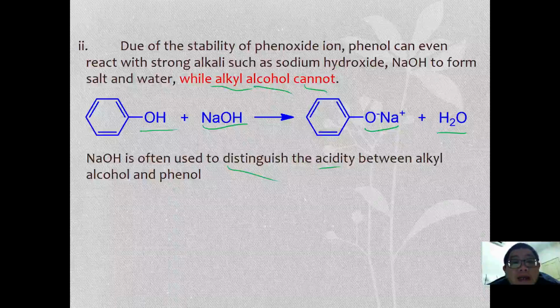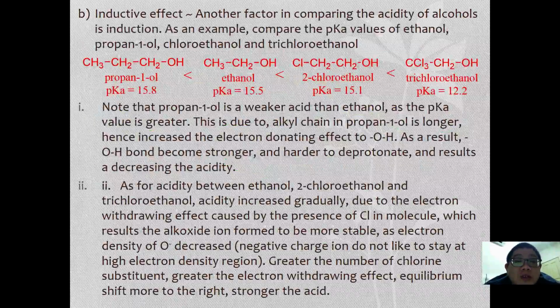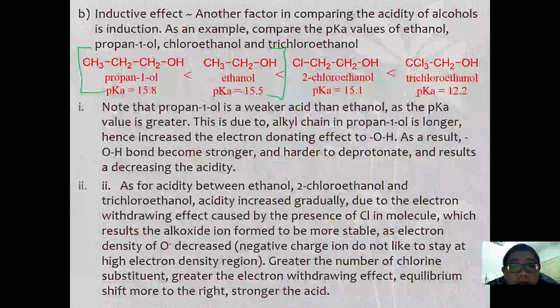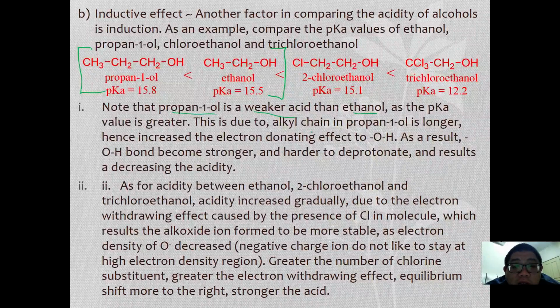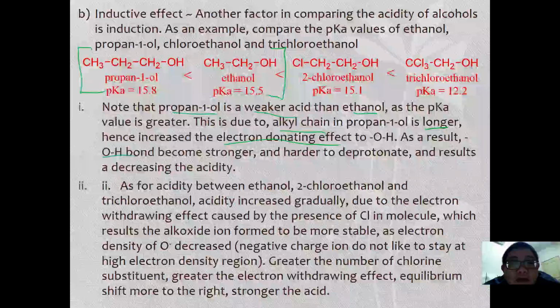Other factors that can affect the stability include, number 2, the inductive effect. If we were to compare between propan-1-ol and ethanol, note that propan-1-ol is a weaker acid compared to ethanol. Why? Because the alkyl chain in propan-1-ol is longer, therefore the electron donating effect is increased. As a result, the OH bond becomes stronger and harder to deprotonate, and the acidity decreases.